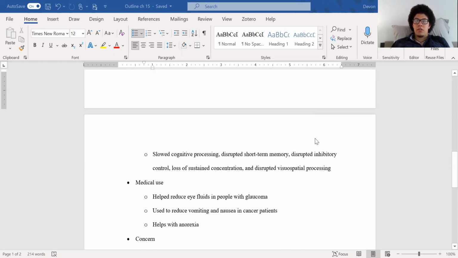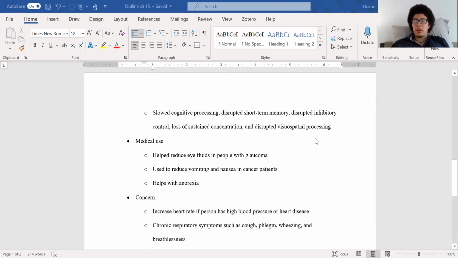You can also get slow cognitive processing, disrupted short-term memory, disrupted inhibitory controls, loss of sustained concentration, and disrupted visuospatial processing. There can also be some behavioral effects of this drug.